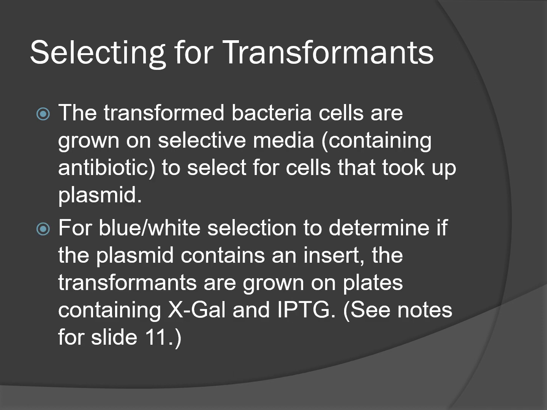Selecting for transformants. The transformed bacterial cells are grown on selective media to select for cells that took up the plasmid. For blue-white selection, to determine if the plasmid contains an insert, the transformants are grown on plates containing X-gal and IPTG.